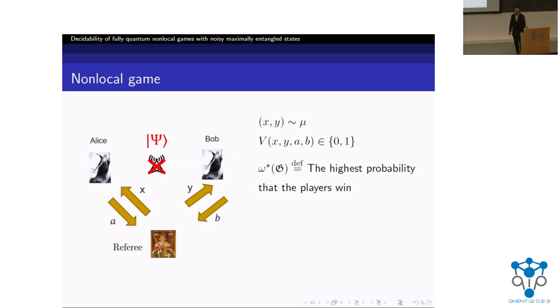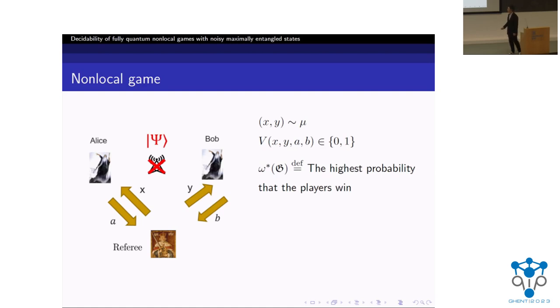Let's first introduce the definition of nonlocal games, which is a core model in multi-prover interactive proof systems. Assume that there are two players, Alice and Bob, who are free. The players are not allowed to communicate, but they can share arbitrary quantum states. Once the game starts, the referee samples a pair of questions X and Y from a distribution mu, and then sends X to Alice and Y to Bob.